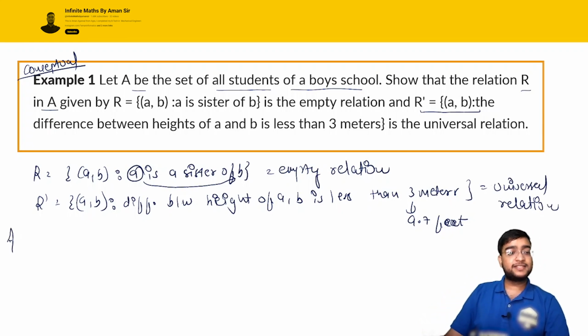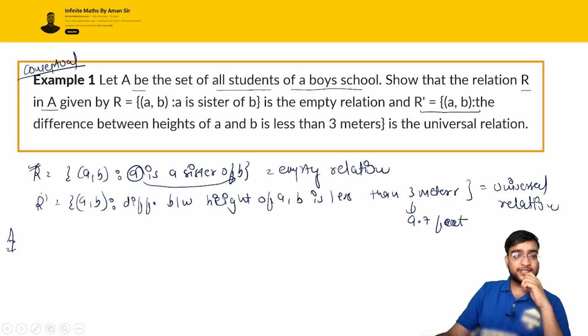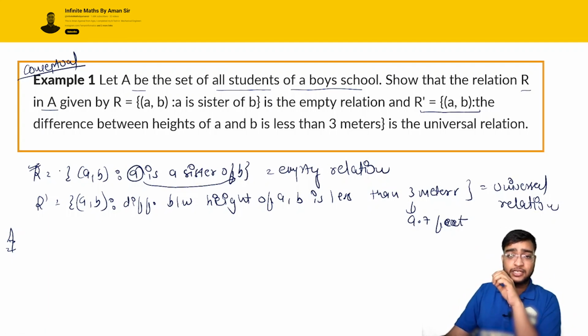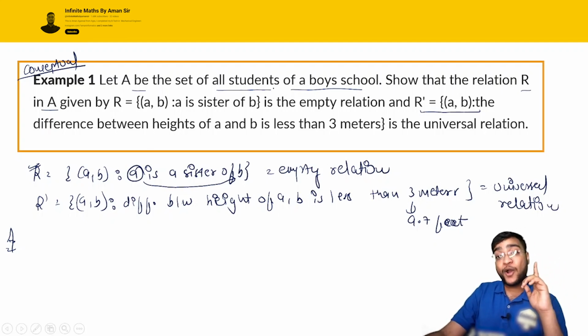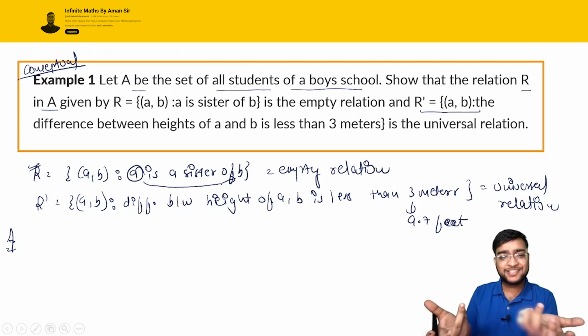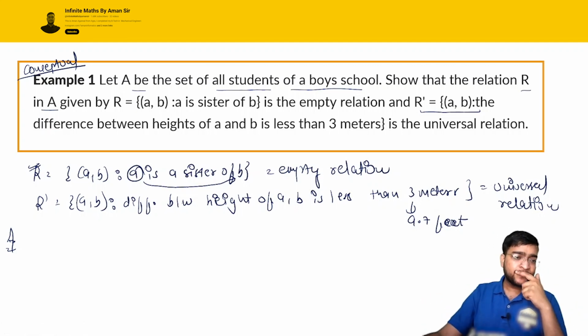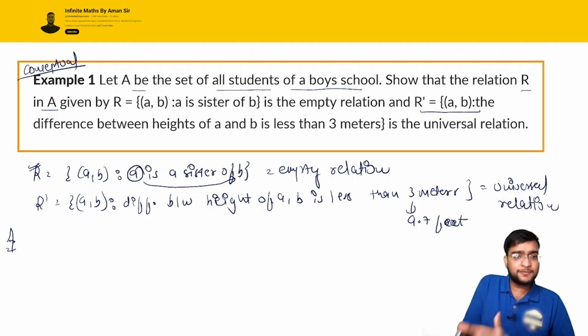So what is the answer here? Take the logic. Just read the first line only: let A be the set of all students of a boys' school. It means there are no girls in the school. So how can a sister be obtained with this relation? Is there no girl in that school? Then there must be no sister here.